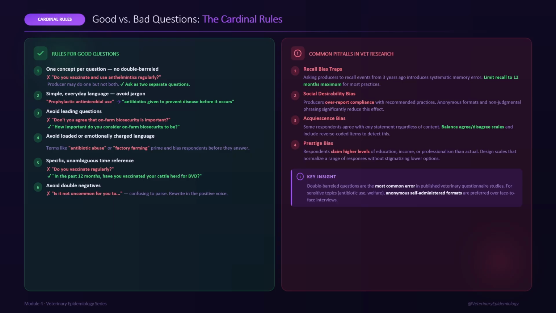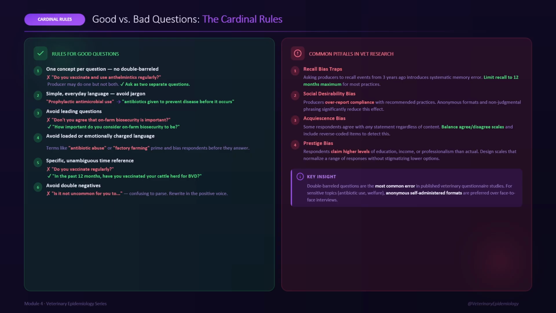Now, the classic wording errors. First, double-barreled questions ask about 2 things at once. Do you vaccinate and use anthelmintics regularly? What does a yes mean if a producer does one but not the other? Split them. Second, leading questions. Don't you agree on-farm biosecurity is important? Imply a preferred answer. Ask neutrally instead.